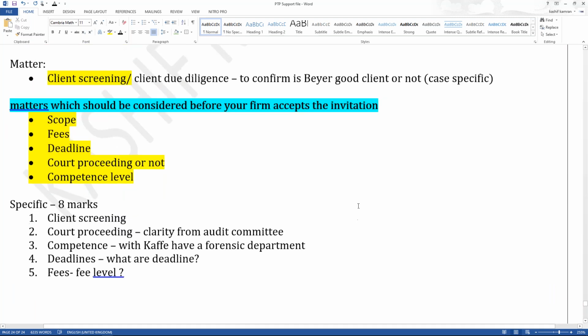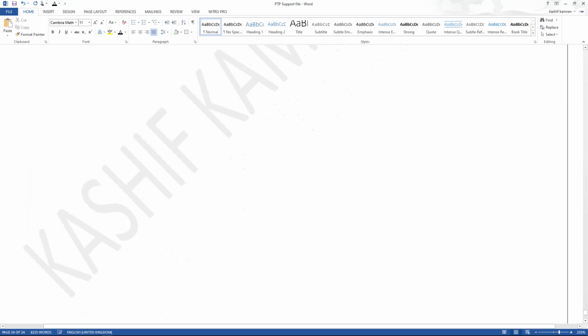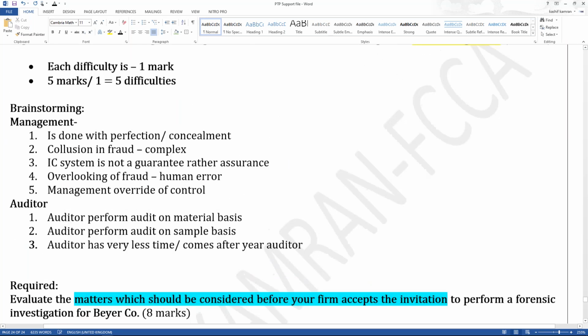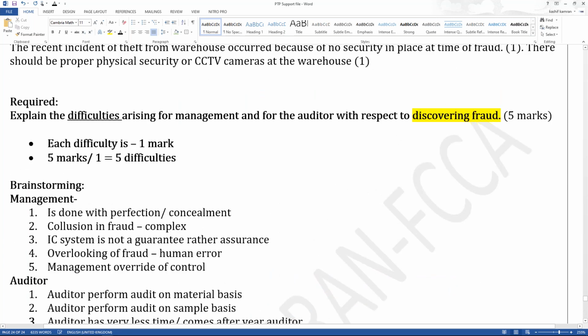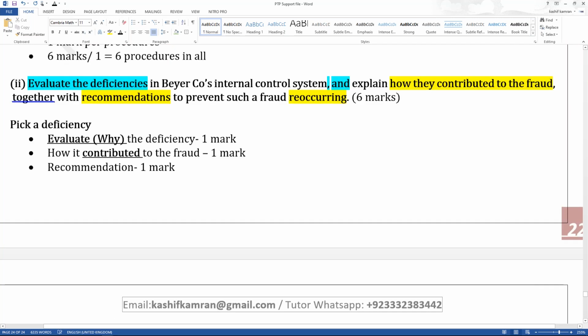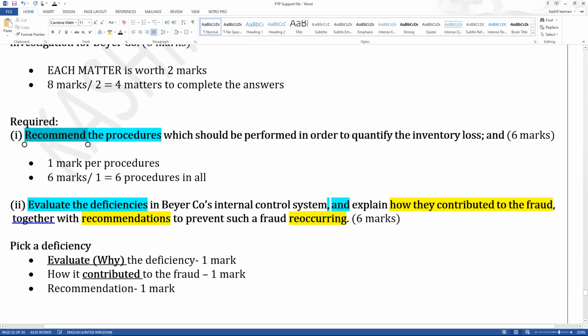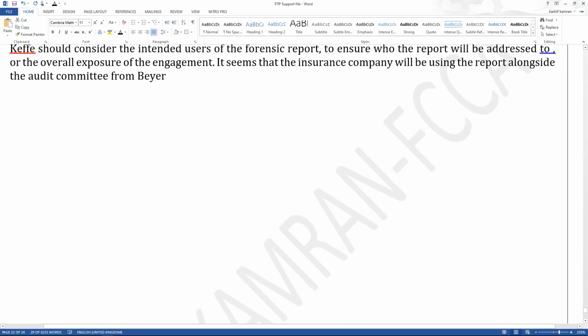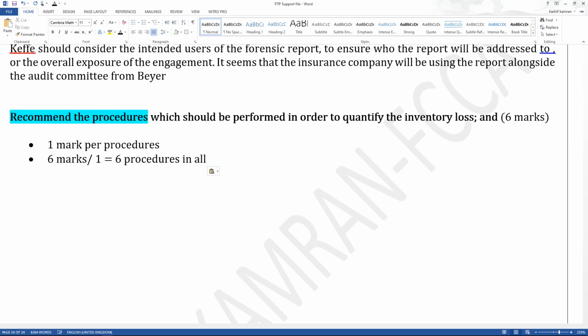Okay. The next thing this question was asking us, apart from these matters, we've already done the brainstorming on difficulties and on how to pick up the deficiencies in this question. Recommend the procedures: 6 marks to quantify the amount of loss. Let's put time on it, because students are technically very bad on procedures. Try to understand one thing. The examiner is asking you to recommend the procedures which you should be performing in order to quantify the inventory loss, right?